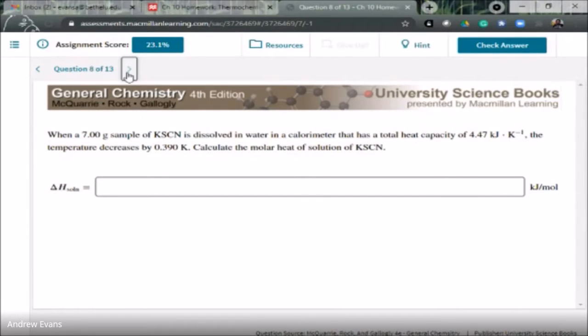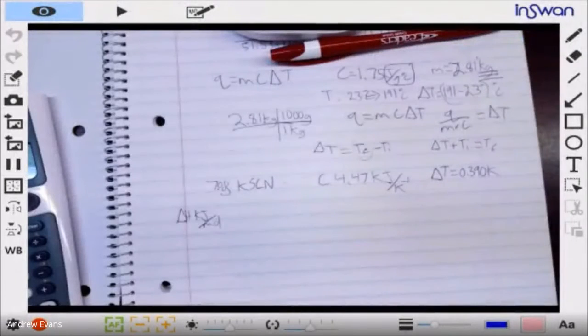And the temperature decreases by 0.390 Kelvin. And then finally, they ask, what is the molar heat capacity in kilojoules per mole? Now, this one has 2 little tricks in there, and we'll actually solve this one because it takes 2 more steps.